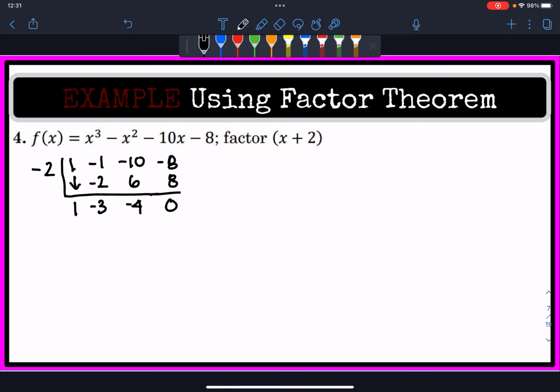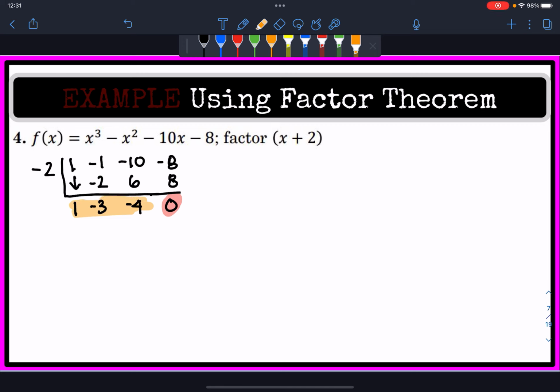And 0. So yes, all right. So as we can see, x plus 2 is in fact a factor, because we ended up with 0 at the very end. Our remainder is 0. Now, given that we have x plus 2 as a factor, we now have this solution here.